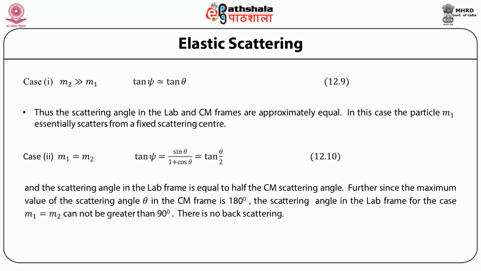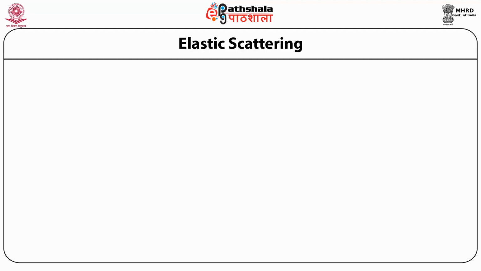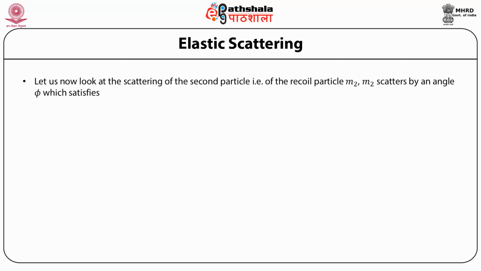Further, since the maximum value of the scattering angle theta in the center of mass frame is 180 degrees, the scattering angle in the lab frame for the case when the two particles have equal mass cannot be greater than 90 degrees. That is to say, there is no back scattering. So if two particles of equal mass collide with each other in the lab frame, there cannot be any back scattering.